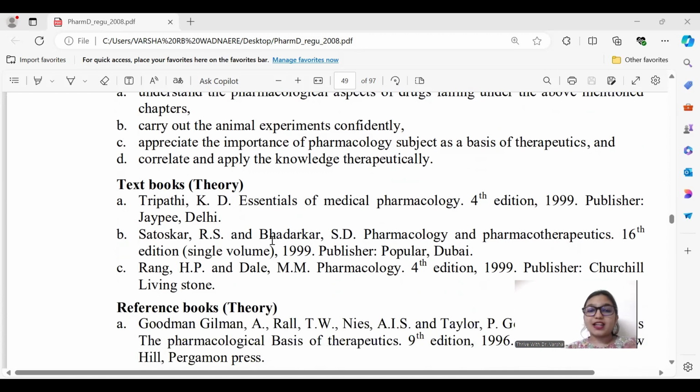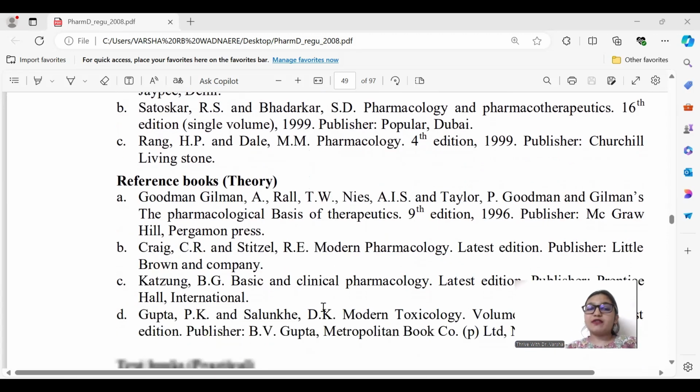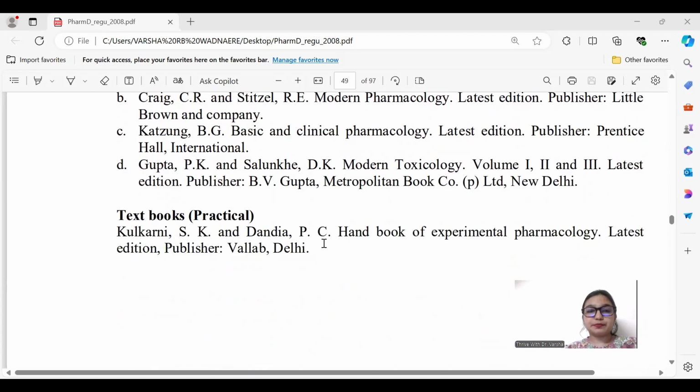And the book, as you know, KD Tripathi has everything. You can refer to KD Tripathi and Rang and Dale also, and for reference Goodman and Gilman.